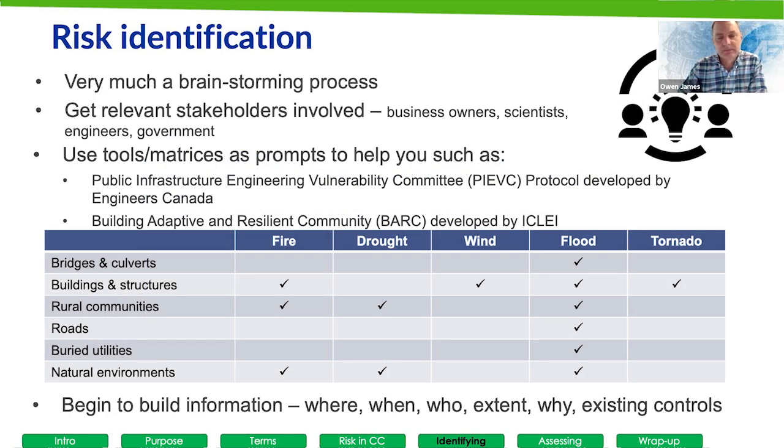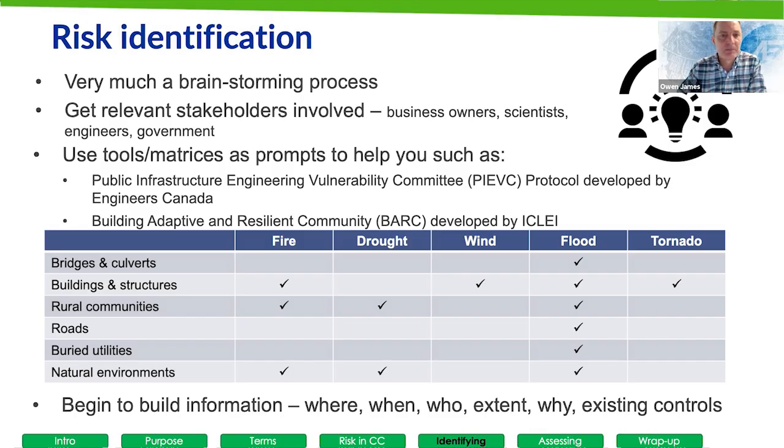Risk identification. So we've touched on this already. Quick reminder, very much a brainstorming exercise. Get the right people involved. Use the tools and the prompts to help, but don't be constrained by them. If there are other things that come into play that maybe aren't on the table, add them in. Build up the information about causes, consequences, be as specific as you can. Who would be affected? Where would they be affected? When would they be affected? Try and be specific about what we're describing.